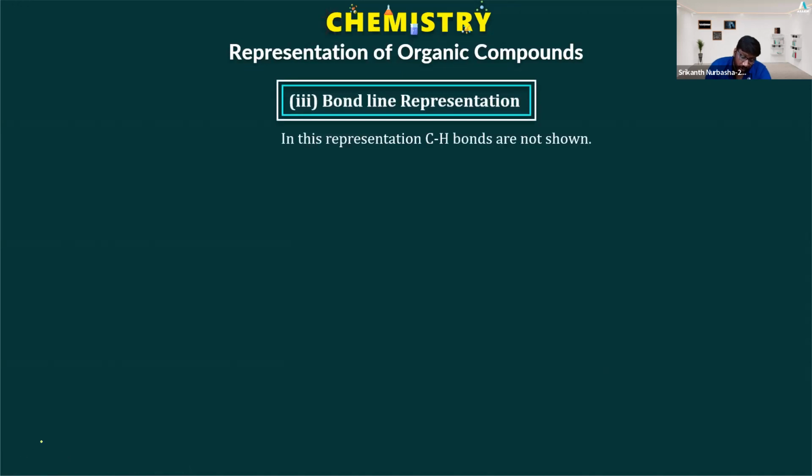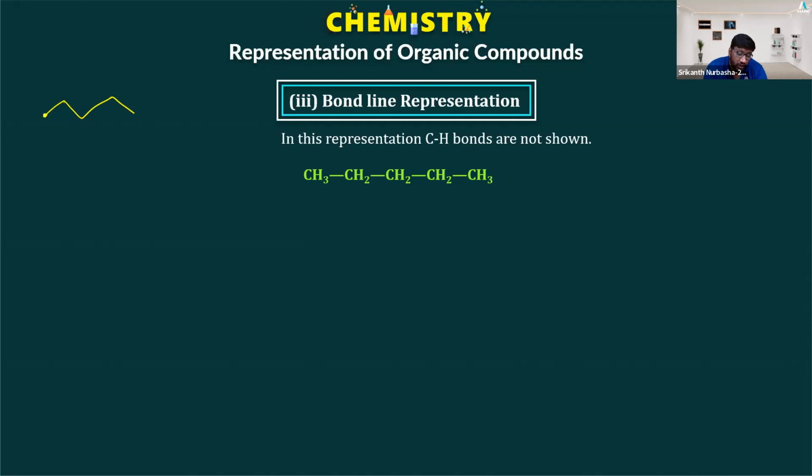Bond line representation. In this representation, CH bonds are not shown. The carbon-hydrogen bonds are not shown. Only carbon-carbon bonds are shown with the help of bond lines. CH3, CH2, CH2, CH2, CH3 means you can write down 1, 2, 3, 4, 5. 5 carbons are just connected and every connection indicates a carbon-carbon linkage.